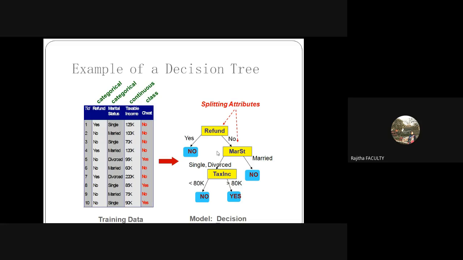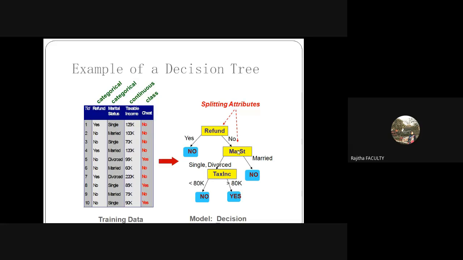Right. So like this, you need to find all the rules on this training data. Now you combine all of them and make a decision tree. So this is our decision tree. Now you can ask me one question, right? Do we have only one decision tree always for a given training set?